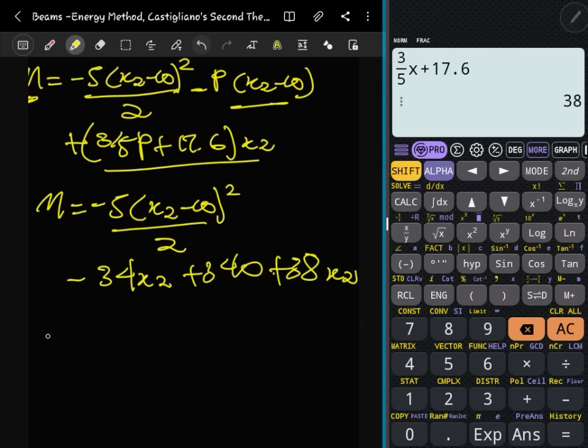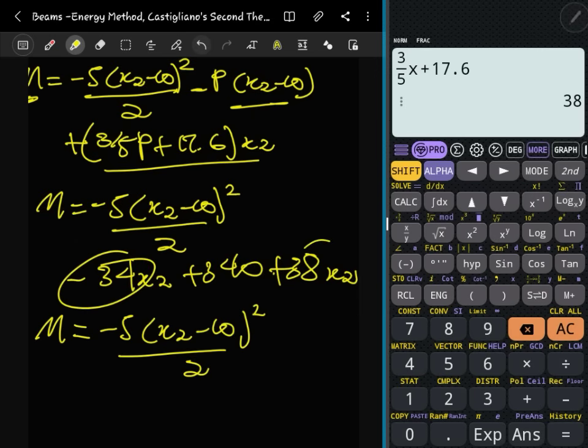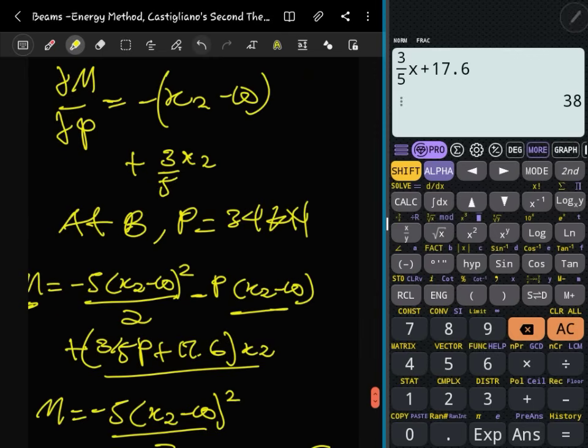You can even simplify. We end up getting m being equal to, let's see, minus 5 to bracket x2 minus 10 squared on 2, right? When I dealing with these guys, we end up getting a plus 4 x2 plus 340, right? So now we have what we need for the second free body diagram as well, right, for the second.